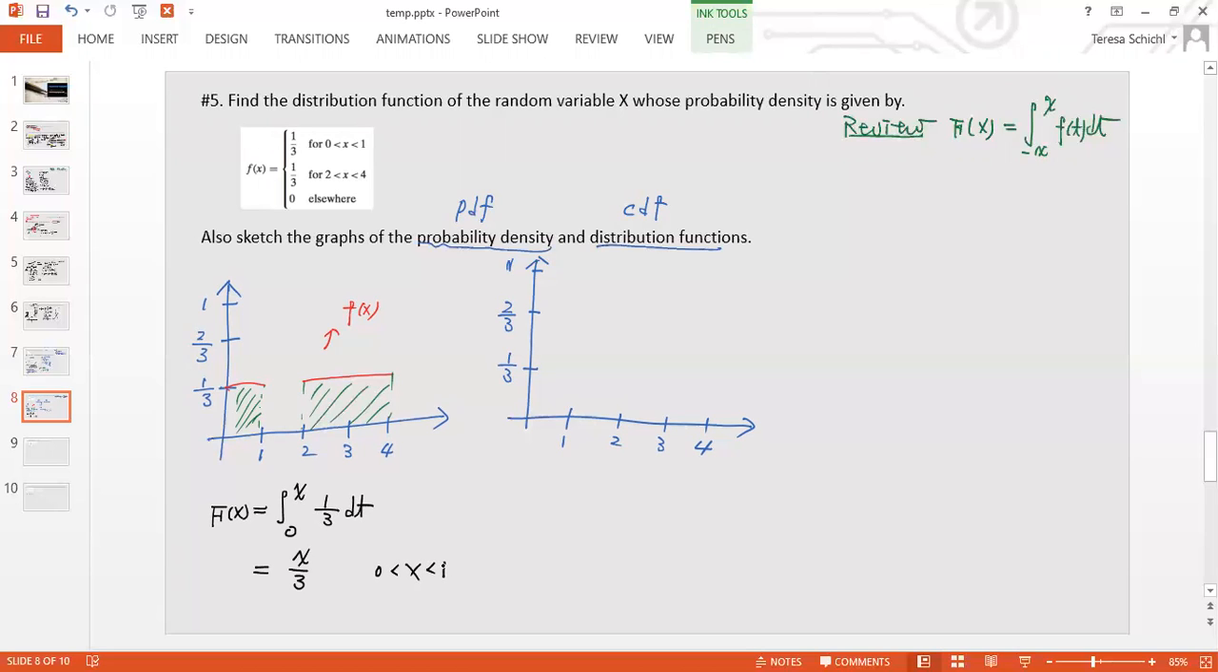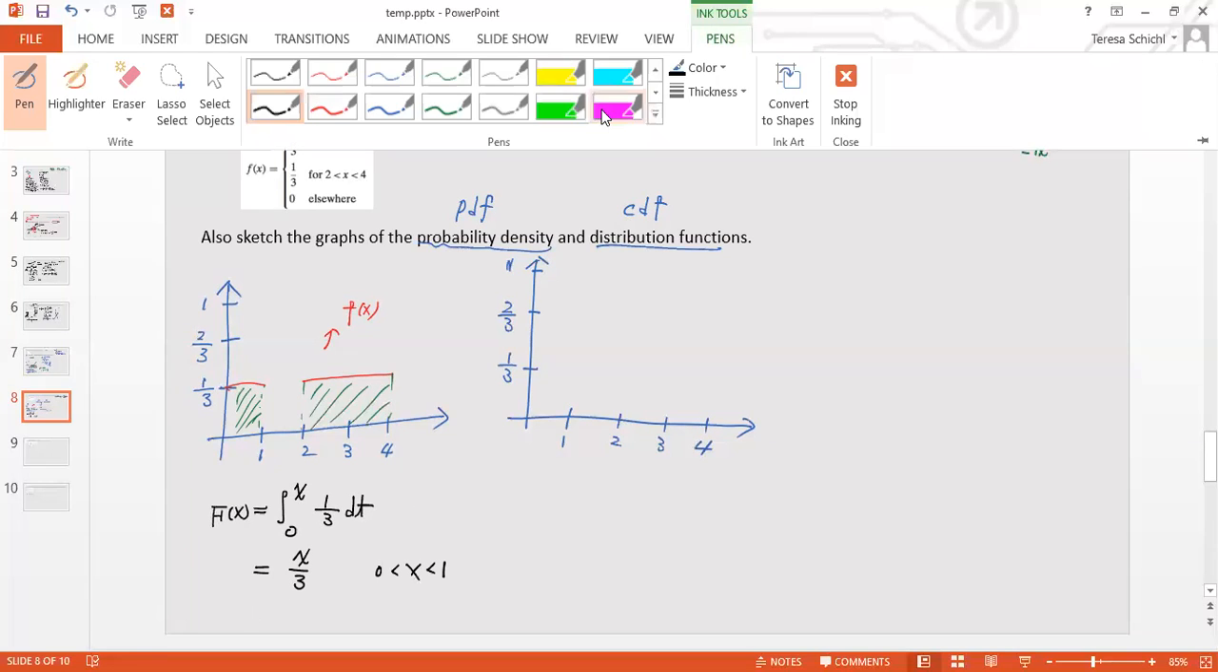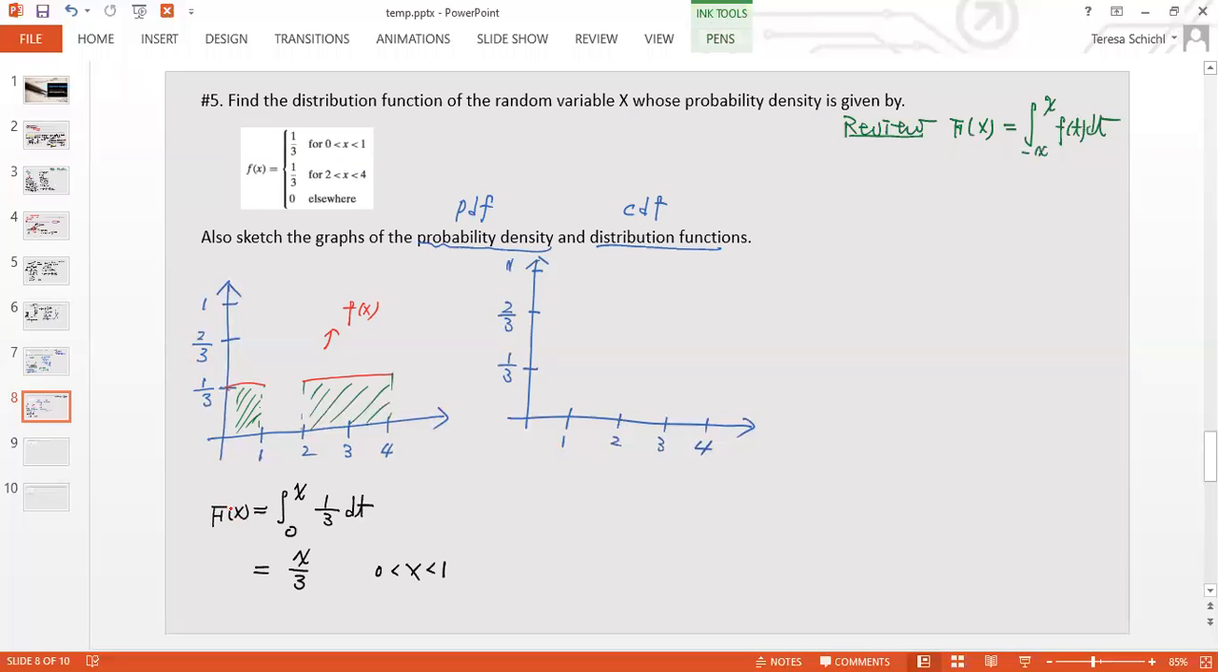Okay, so now let's try to graph it, right? So this is y equal to x graphs, right? So this is f of x equal to x over 3. So when x is from 0 to 1, if x equal to 1 it is 1/3, x equal to 0 it is 0, so it's a line, right? So it's this line. When x equal to 0 is 0, when x equal to 1 is 1/3. Okay, so this is the first part.